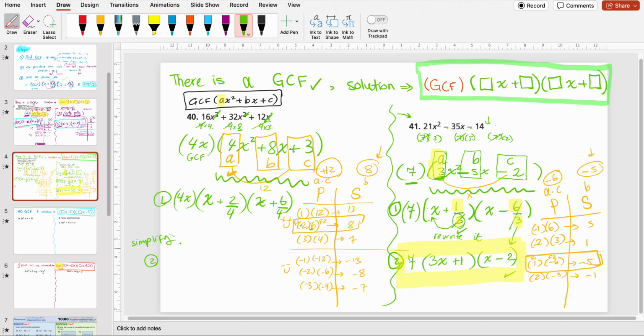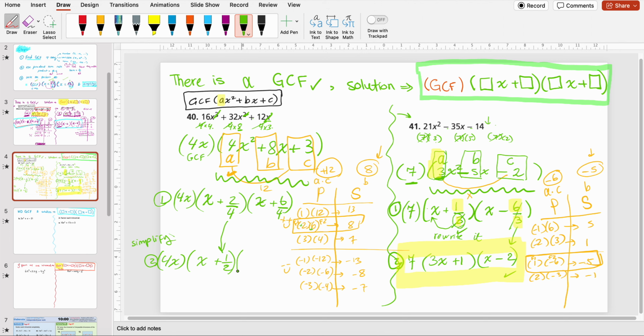How do we simplify? The first term is ready, nothing to simplify. Second one, 2 over 4. If you put 2 over 4 in the calculator and simplify it, it's going to divide both of them by 2, so it's going to be 1 over 2. See, it simplified the fraction into a simpler fraction for you.